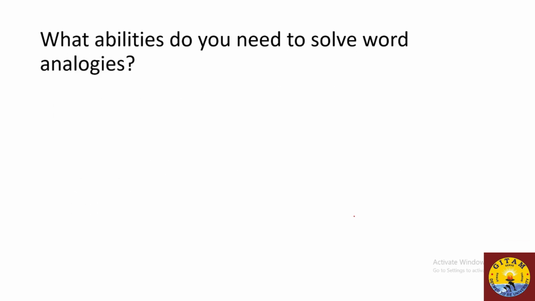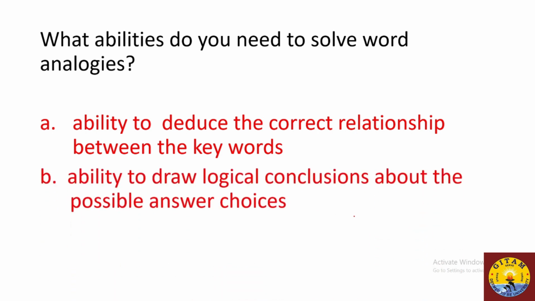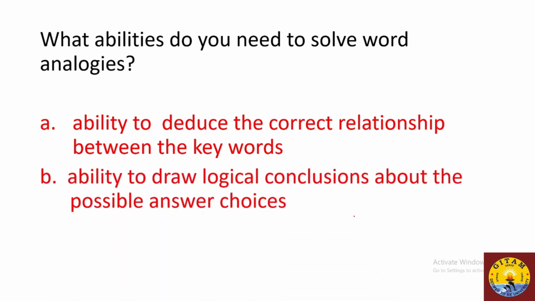So what abilities do you need? Very simple. Number one, you should understand the given words. Number two, you should be able to deduce a relation. You should be able to understand the existing relation between these two words in the analogy. Next, you should draw logical conclusions, right? Basing on the given options and the given keywords, you should draw a logical conclusion and then answer it. Now, when you understand the categories of analogies, your job becomes easier, which is why today we are discussing the categories of analogies, and of course we are going to discuss a few questions at the end.